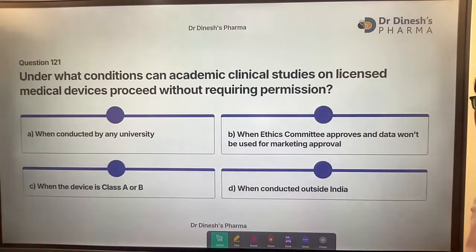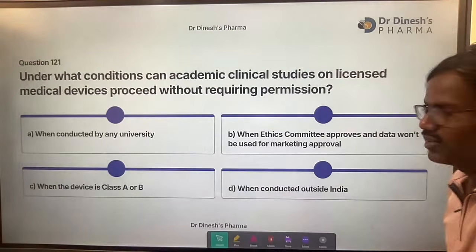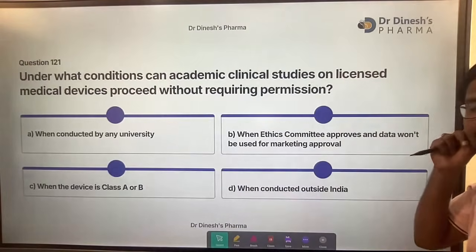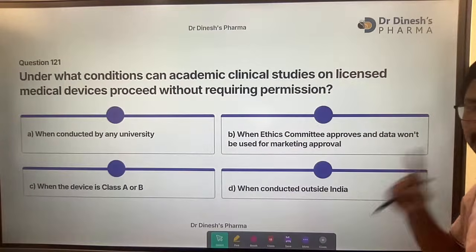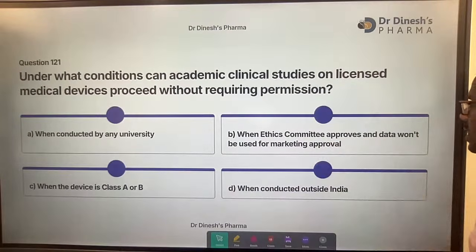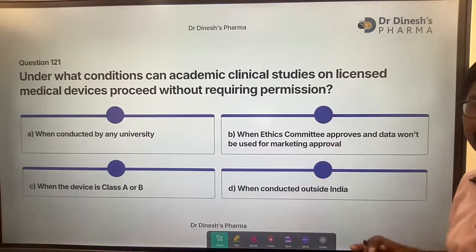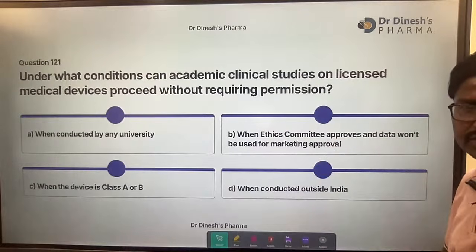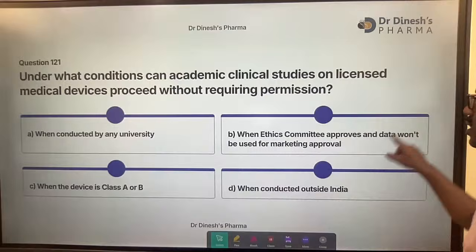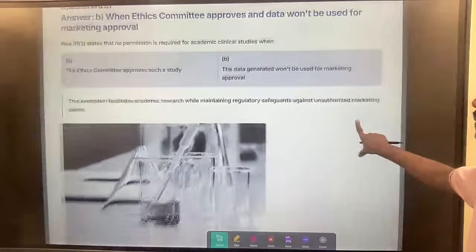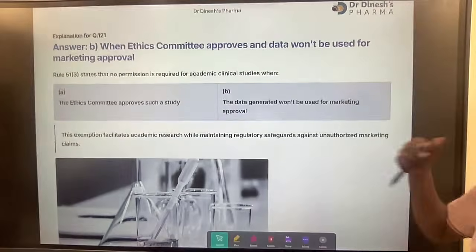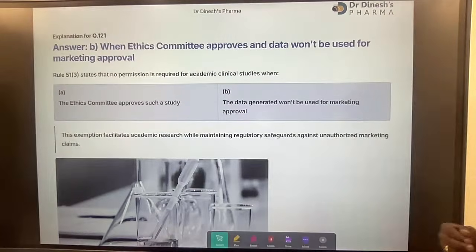Right. Okay. Excellent, Pavani. That is the right answer. So if you are conducting such kind of studies for your academic purpose, you should get approval from the ethical committee. And then that data, whatever you are doing in an academic institution, should not be used for the marketing approval. Again, you have to go for the approvals with the CDSCO. Right. So when the ethics committee approves and data won't be used for marketing approval.